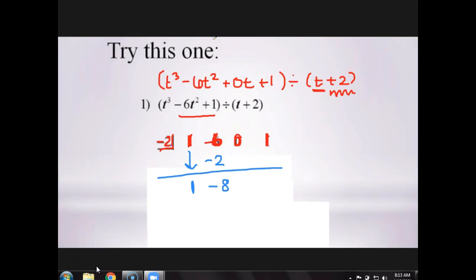Negative times a negative is a positive. 2 times 8 is 16. Add them straight down. Multiply. Negative 2 times 16 is negative 32. Add them straight down, and you get negative 31.